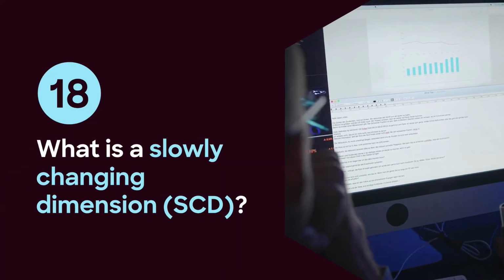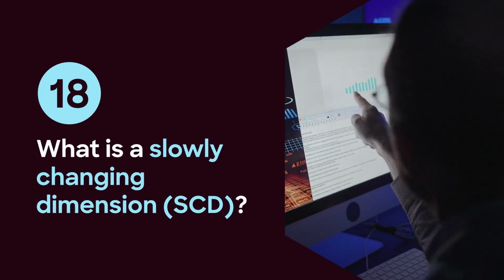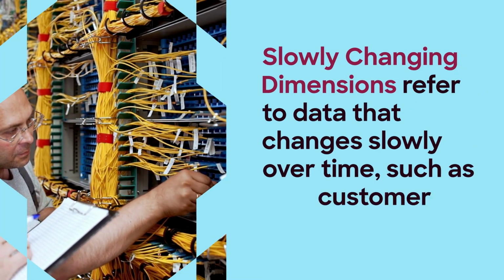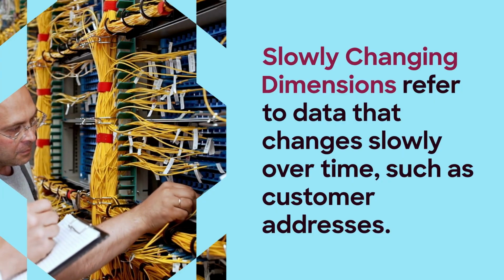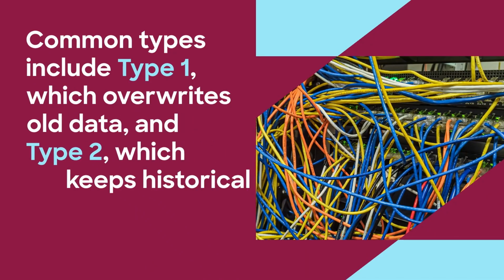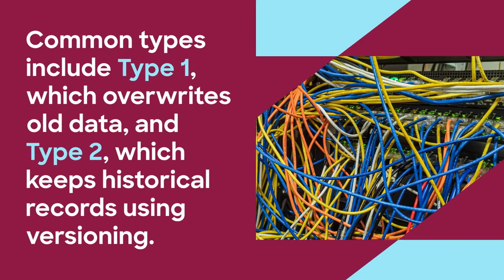18. What is a slowly changing dimension, SCD? Slowly changing dimensions refer to data that changes slowly over time, such as customer addresses. Common types include Type 1, which overwrites old data, and Type 2, which keeps historical records using versioning.